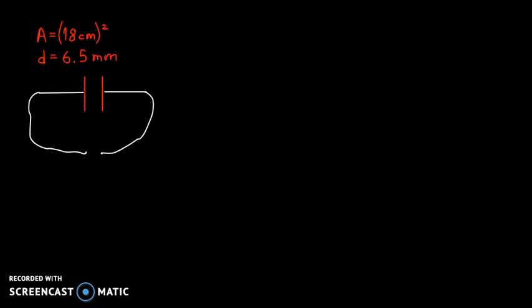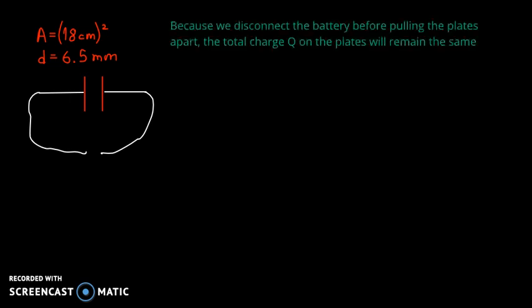Now, keep in mind that if we disconnect the battery first and then increase the separation of the plates, then one quantity that remains the same is the charge on the plates. Because we have already disconnected the battery, the plates are no longer able to pull any extra charge or push any extra charge to the battery, so the total charge on the plates will remain the same. With that in mind, let's take a look at each quantity again.